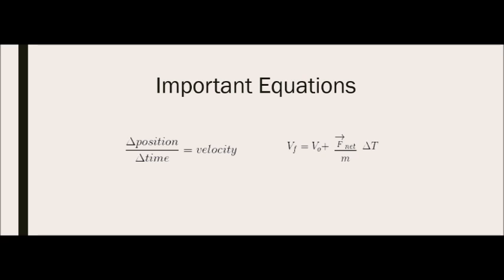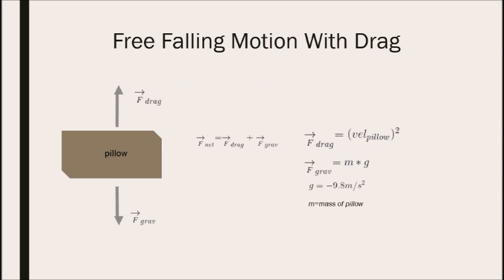To determine the velocity of an object, we know that this value will be dependent on the forces acting on the object, from Newton's second law. We will use the equation final velocity equals initial velocity plus F net over m times delta t to determine the velocity of the pillow over time increment t equals 0.33, and from there we can determine the position of the pillow.